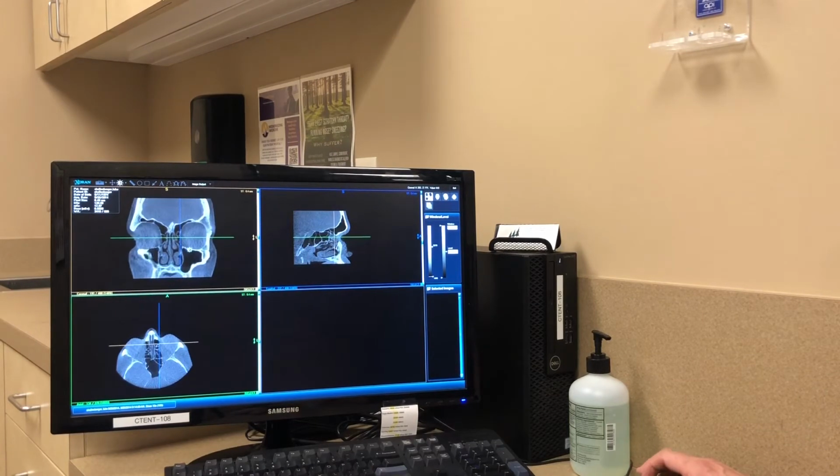The cheek sinuses are below the eyes, right here and right here. And this scan is a little bit fuzzy. This scan is from 2014 with an older CAT scanner that we had. And so it's not quite as clear as our newer scanners.